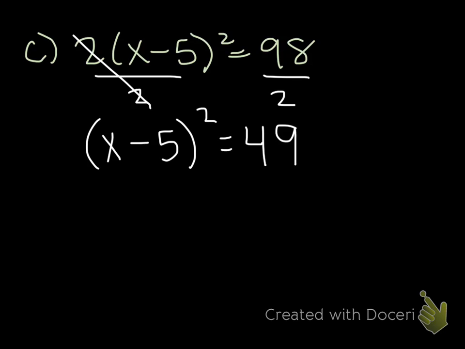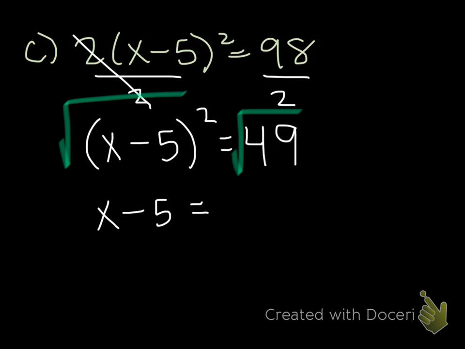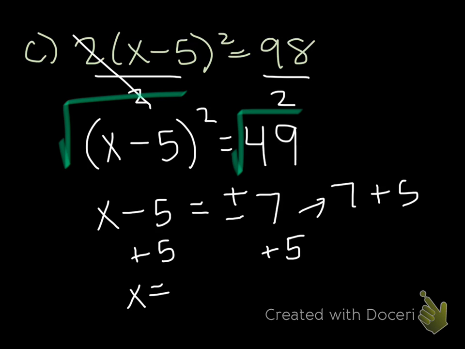Now that that quantity is by itself, I can take the square root of both sides, and when I do that, I'm left with x minus 5 on the left-hand side. On the right-hand side, I get plus or minus 7. Again, I put the square root there, so I have to put the plus or minus. And now I'm adding 5 over. Be careful, because I'm adding 5 to two different answers. I'm doing 7 plus 5, and I'm doing a negative 7 plus 5.